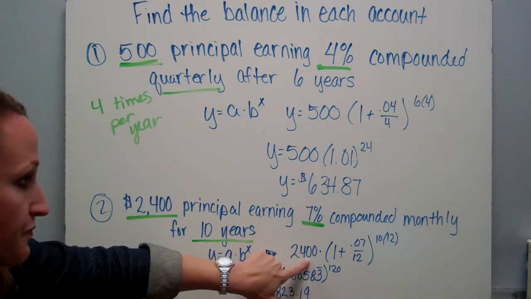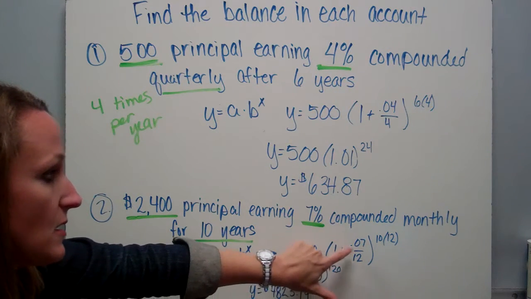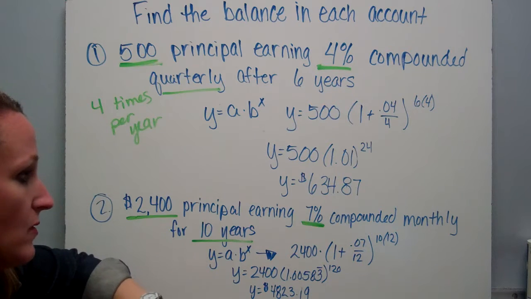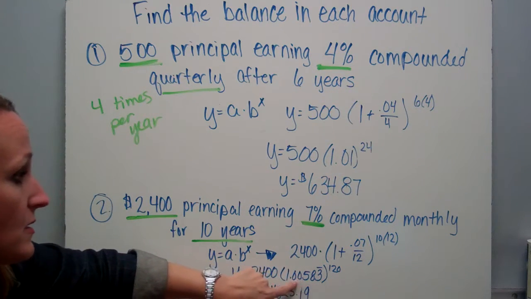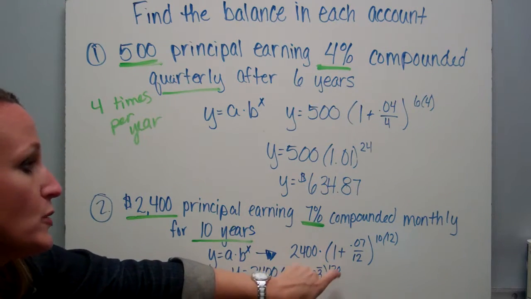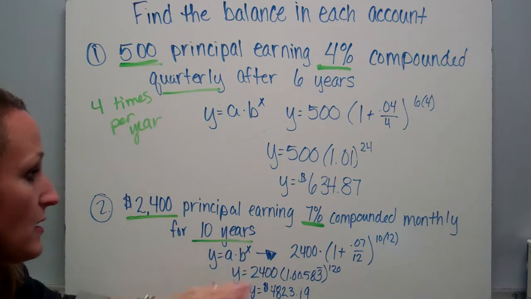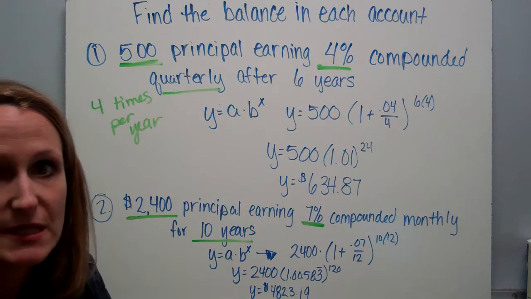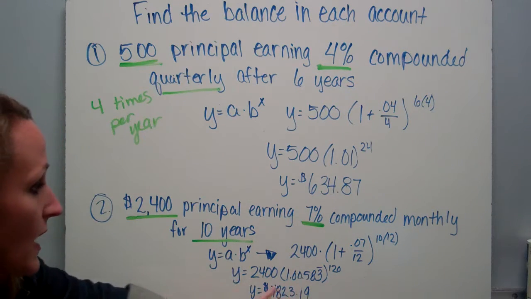Well, let's see. 2,400 times 1 plus 0.07 divided by 12. Guess what? 0.07 divided by 12 gives you this nice long number taken to the 120. Remember, whatever you divide by here, you also have to multiply by up here. And this compound interest formula is actually a formula that we get into in math 2 a lot.